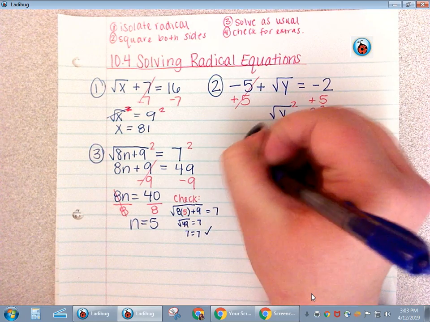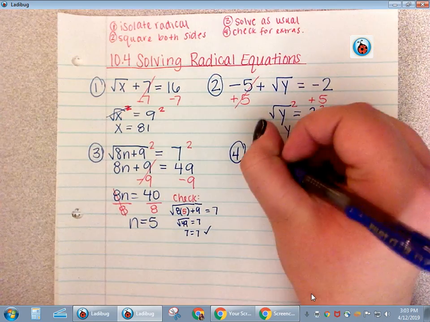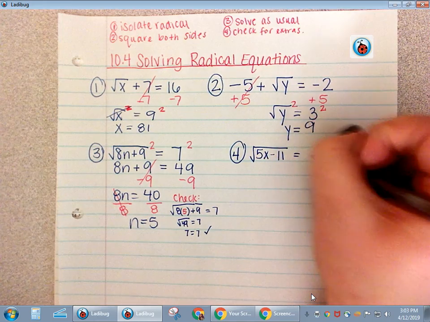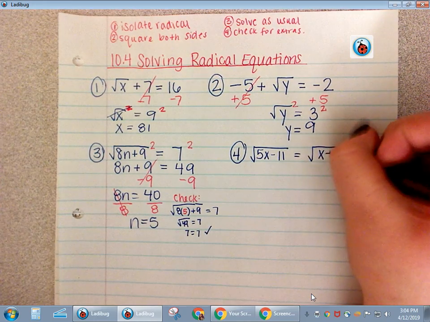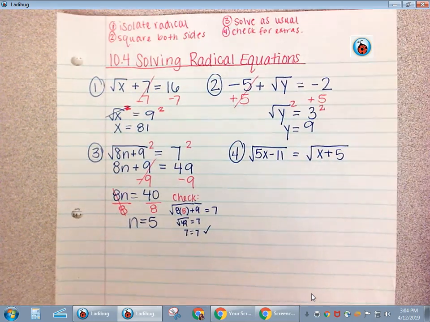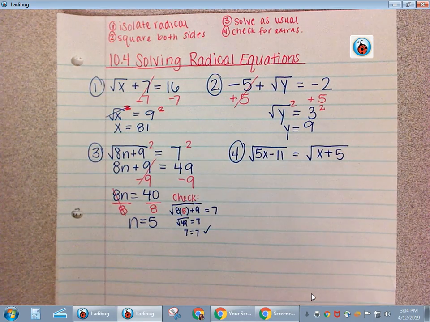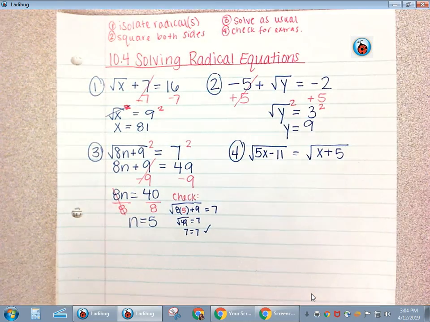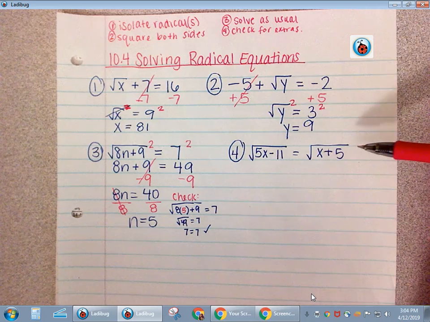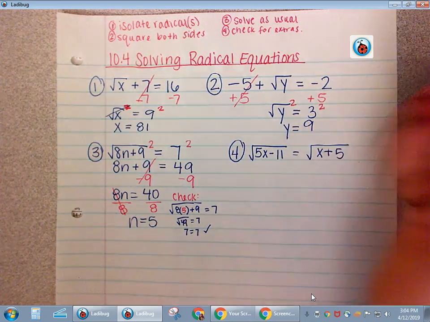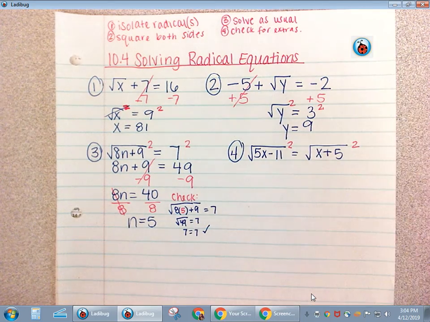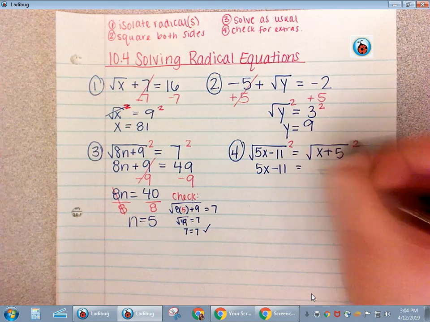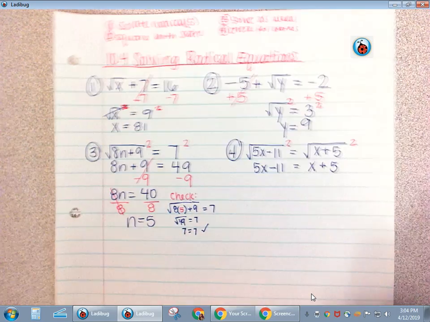All right, now we'll do one with 2 radicals. Sorry, I lied to you before. So this one, let's do square root of 5x minus 11 equals the square root of x plus 5. So in this case, we still want to follow our rule, isolate the radical or radicals, depending on how many you have. We have 2 right now, and they're both isolated. There's one on the left and there's just one on the right. So if I square both sides, they'll both go away, and I'm left with just their insides. 5x minus 11 equals x plus 5.